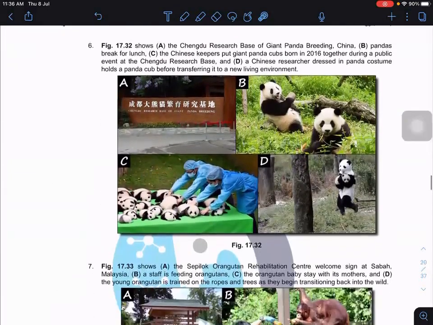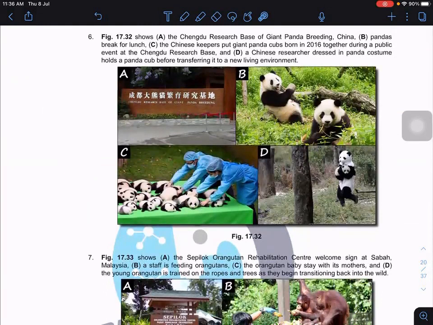So some of the famous examples, one of these is in Chengdu. Okay, Chengdu, giant panda breeding programs. Okay, so you can see that's how they actually breed, and you see in this region, they actually have research. They create the habitats for the pandas. Okay, and how they actually deal with the pandas, transferring them to new living environments.